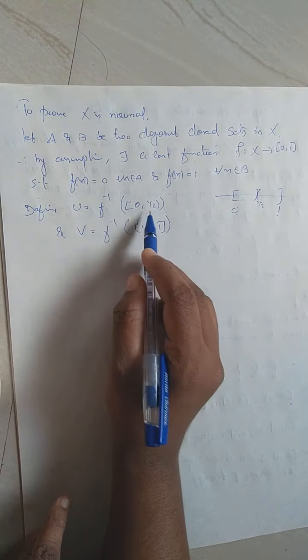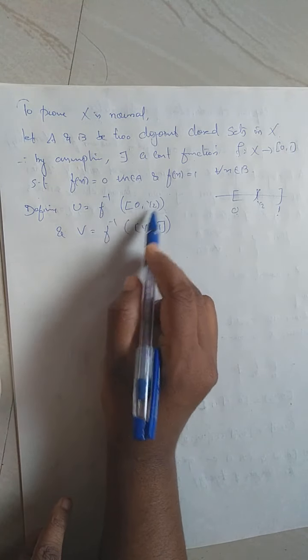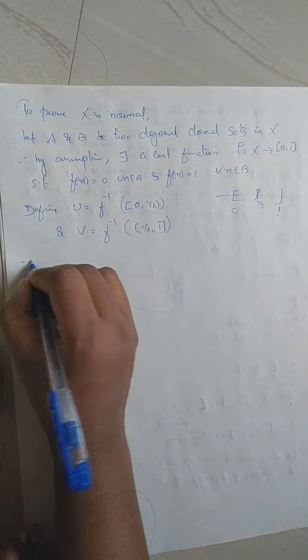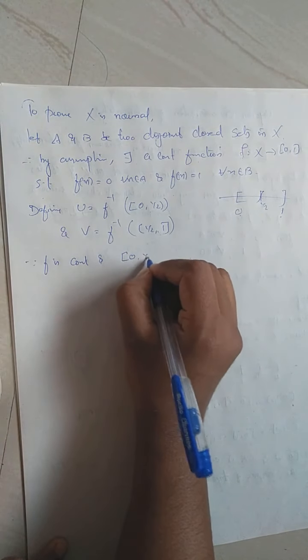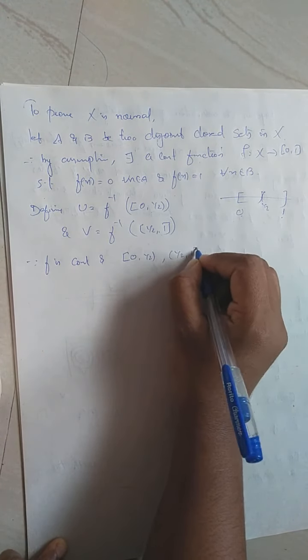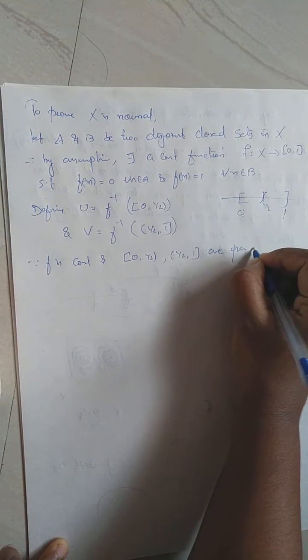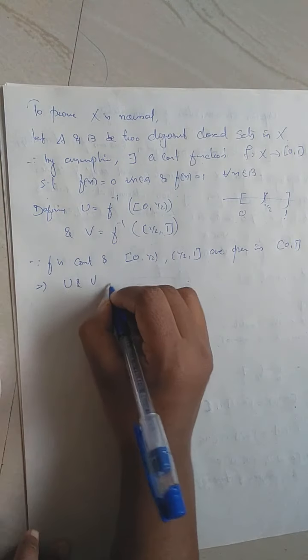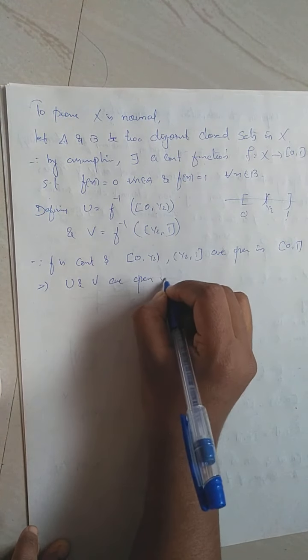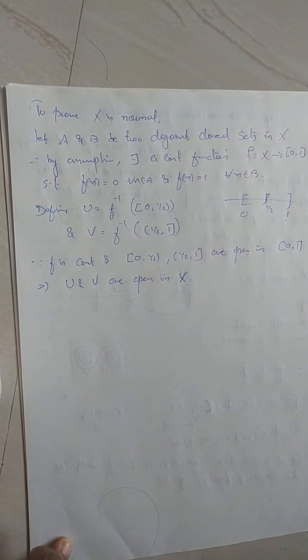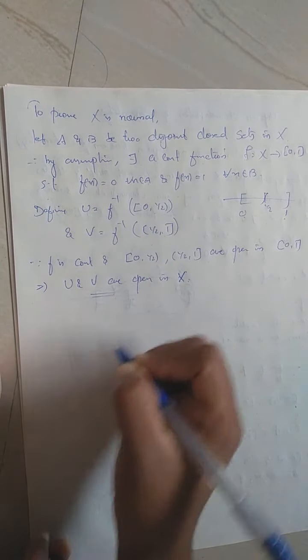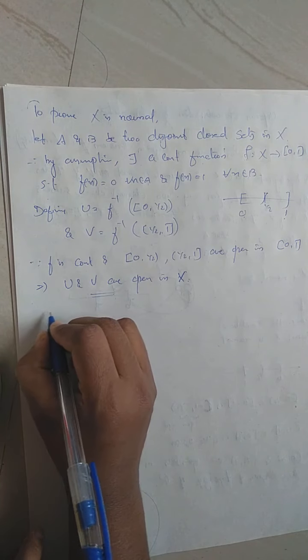Since f is continuous and [0, 1/2) and (1/2, 1] are open in [0,1], U and V are open in capital X, because they are inverse images, which are subsets of capital X. So we get U and V are open. What about U intersection V?